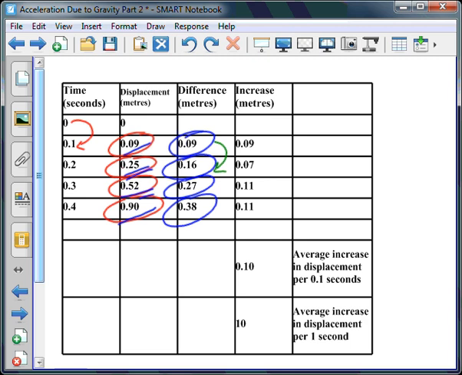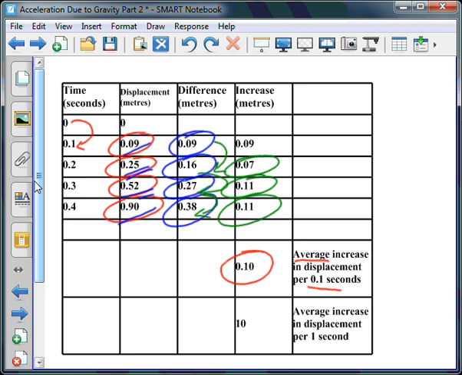There's an increase here of 0.07 meters. There's an increase here of 0.11 meters. There's an increase here again of 0.11 meters. So every 0.1 second, the amount of displacement experienced by the ball is increasing. And that increase is fairly consistent. Getting the average of that, and the variance is very small, on average, there's an increase in displacement per 0.1 second of 0.1 meters.